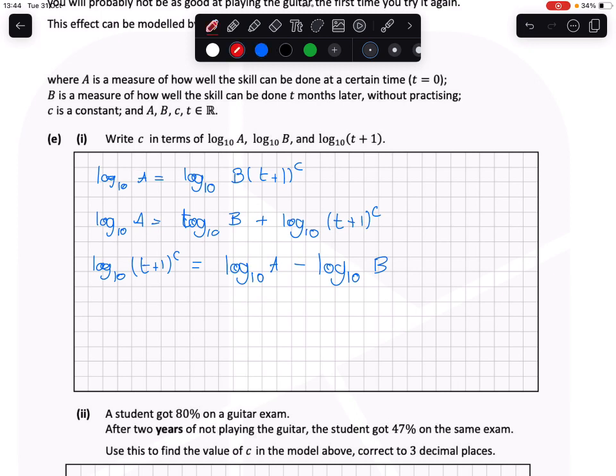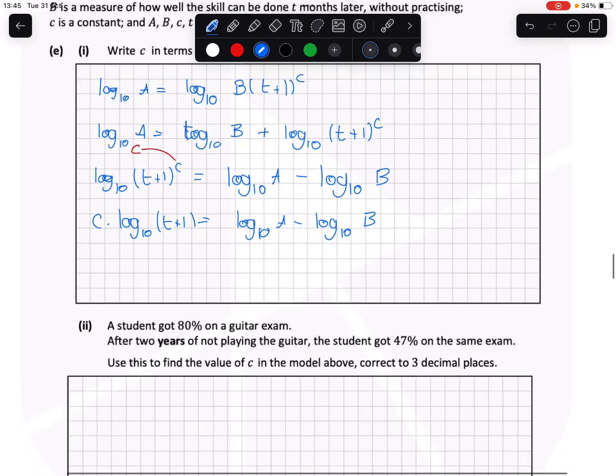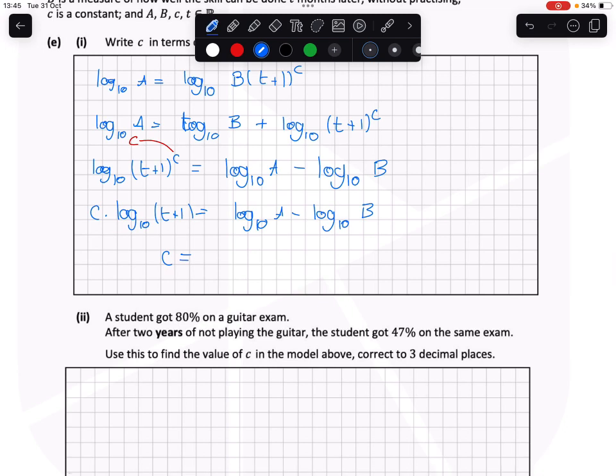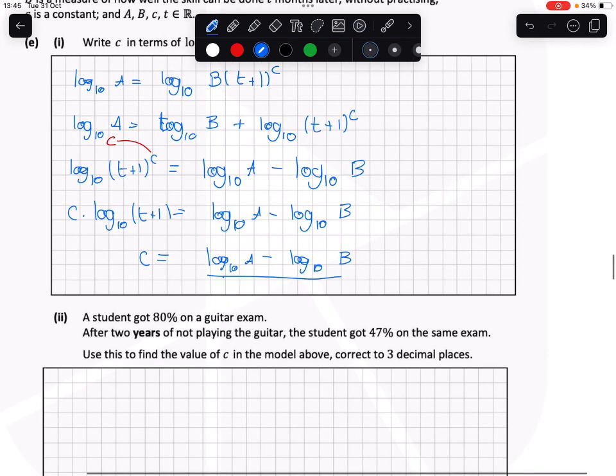With logs, we can bring this power all the way around to the front. So what I'm going to have is c multiplied by the log of 10 t plus 1, equaling the right hand side again, and then divide both sides by the log of 10 t plus 1, so that it's all just in terms of c. So therefore c is going to be the log of 10a minus the log of 10b, and this whole thing gets divided by the log of 10 t plus 1.